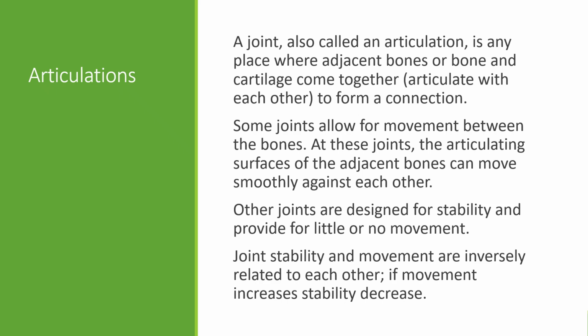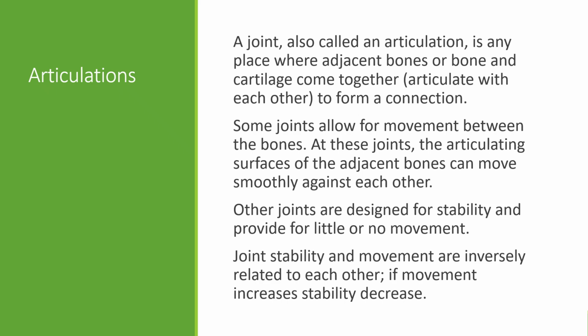So articulations are our topic. Some joints allow for movement between the bones. At these joints, the articulating surfaces of the adjacent bones can move smoothly against each other, or at least we hope they move smoothly. And then other joints that you have in the body are designed more for stability and they provide little or no movement. So we're going to see that there's a pretty wide range in the movement that occurs. When we think of joints, we typically think of elbows and knees and shoulders and those kinds of things. But any place a bone touches a bone is considered to be an articulation.